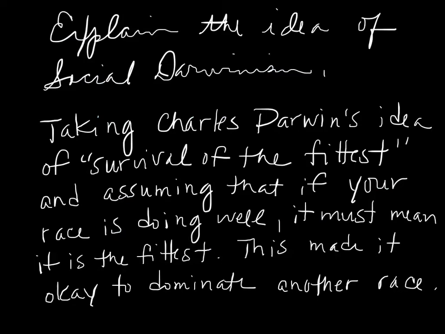All right, then I'm going to ask you, explain the idea of social Darwinism. Remember, Charles Darwin, from a scientific point of view, talked about survival of the fittest in different species. People took that idea and applied it to society, specifically racism. They said, well, if my race is doing well, that's proof that we're the fittest, and therefore we have the right to dominate other races. One of those taking science and twisting it to meet your needs. But social Darwinism is basically racism based on the idea of survival of the fittest.